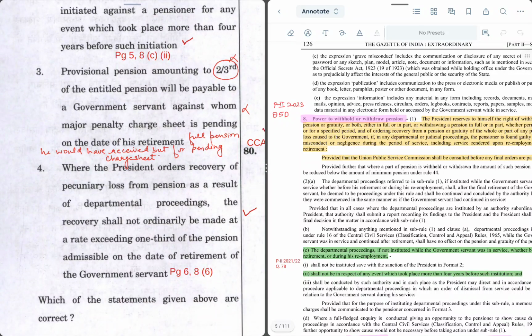Statement 3 says provisional pension amounting to two-thirds of the entitled pension will be payable to a government servant against whom a major penalty charge sheet is pending on the date of his retirement. So this statement is also incorrect. Actually, when a charge sheet is pending, he will receive the full pension which he would have received on retirement.